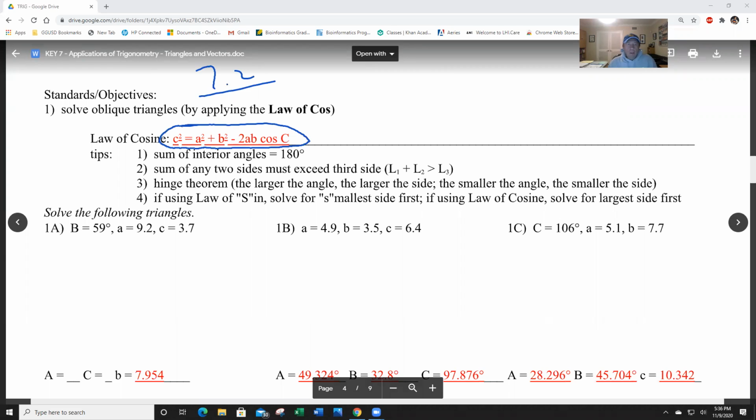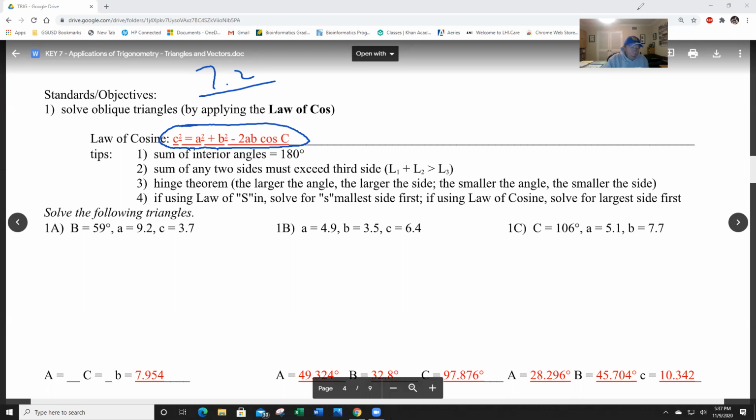Now, of course, if you have different sides, you'll have a different number there. It won't be c squared. It could be a squared equals b squared plus c squared minus 2ab cosine b. It could be any of those. So there's actually 3 of these, and you're going to use these.